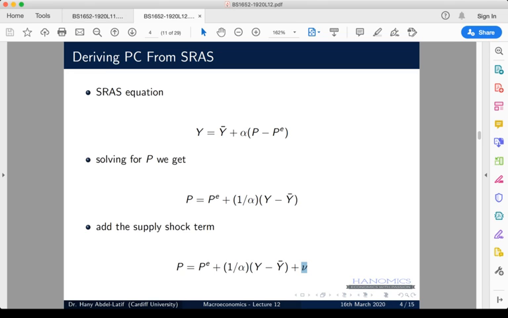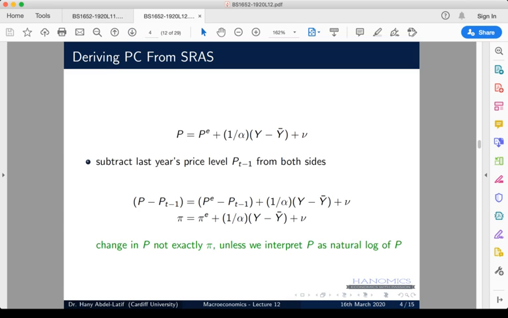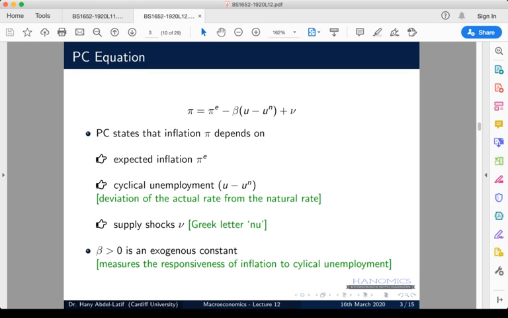Moving from here, this is the same relationship. I didn't make any changes. I just wanted to show you where we are now at this point. What we need to do now is, we're not concerned with the prices. We are concerned with the inflation rate. So going back to the destination where we want to go, we want an expression for the inflation rate and its relationship with the unemployment rate.